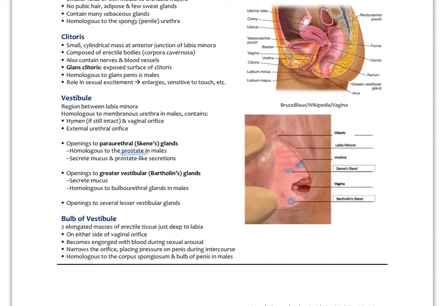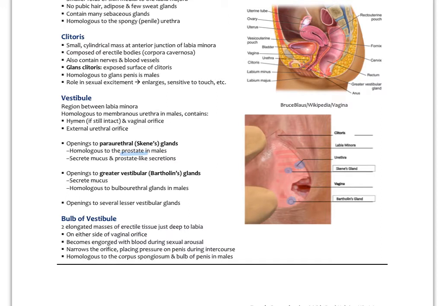It's on either side of the vaginal orifice, and this becomes engorged with blood during sexual arousal. And that helps to narrow the orifice, and that puts pressure on the penis during intercourse. And this structure is actually homologous to the corpus spongiosum in the bulb of the penis in males. So it's sometimes helpful to look at those homologous structures to kind of link one reproductive system with another.